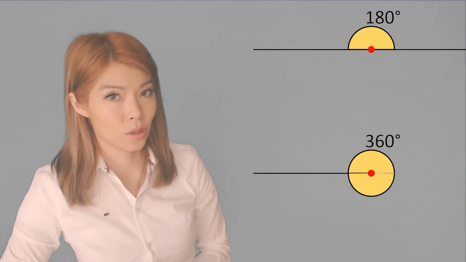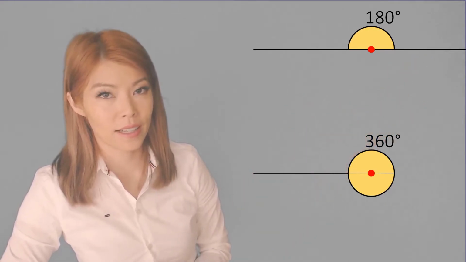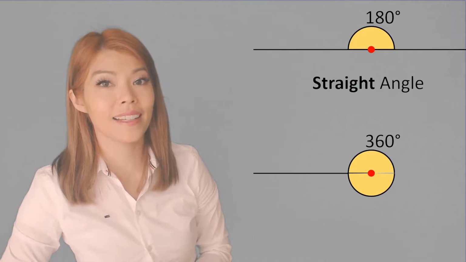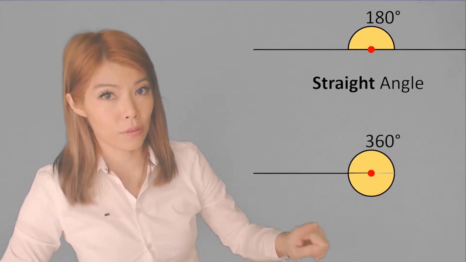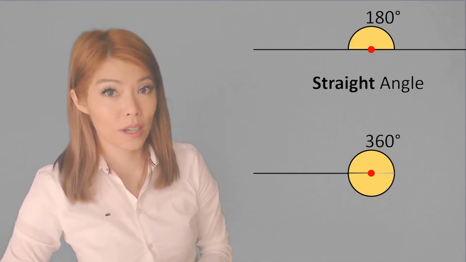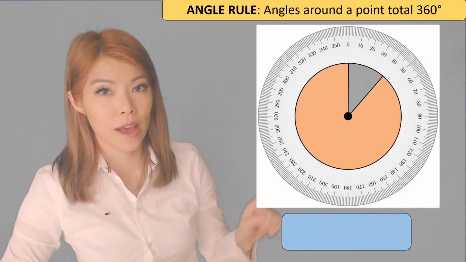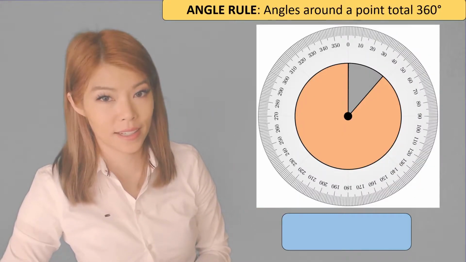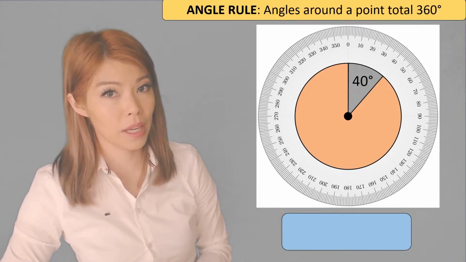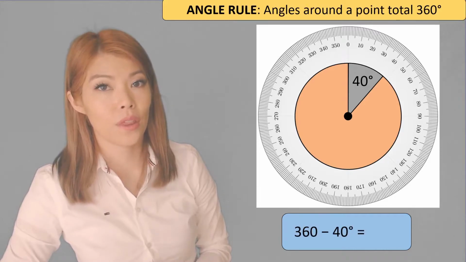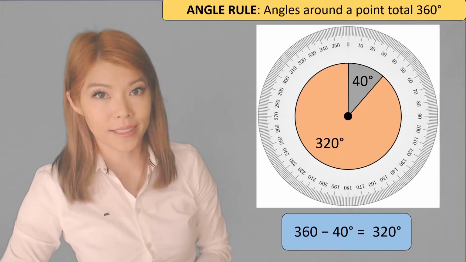What about these two? Are these angles? Yes, this one here, which goes across a straight line, is called a straight angle, and it's exactly 180 degrees. And if it goes all the way around a point, or revolves around the point, it's called a revolution, and it's 360 degrees. Now, angles that go around a whole point add up to 360 degrees. So for example, if the grey angle is 40 degrees, then the peach angle can be worked out by doing 360 take away 40, which is 320 degrees.